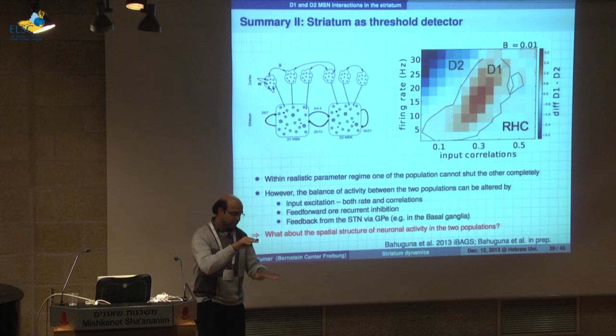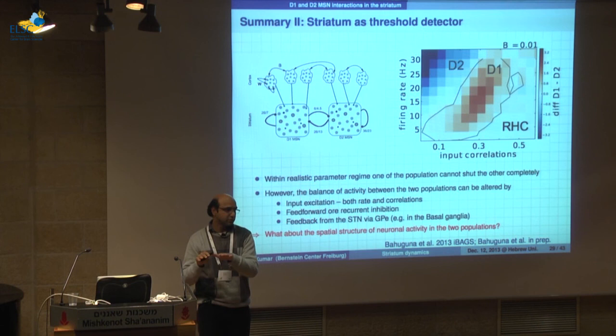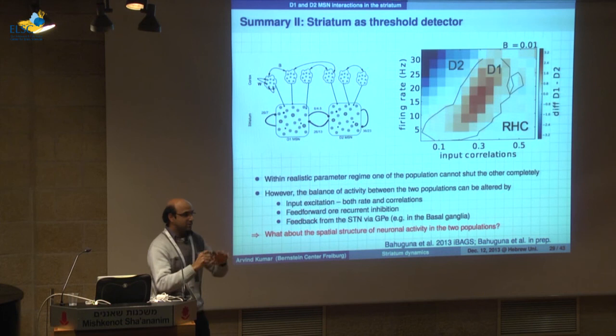But let's say you start out like this, and you basically raise the level of cortical activity, then striatum acts like, if it's low, then let's say D1. If it's high, then let's say D2. So to me, it's a very simple description of what striatum could be doing as a network, just because it has this kind of connectivity.